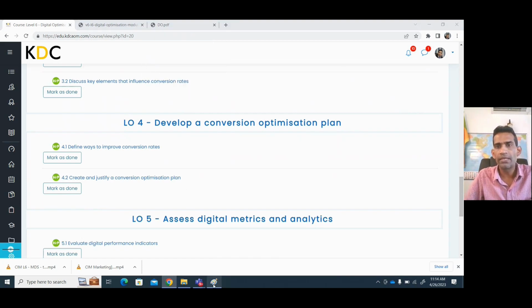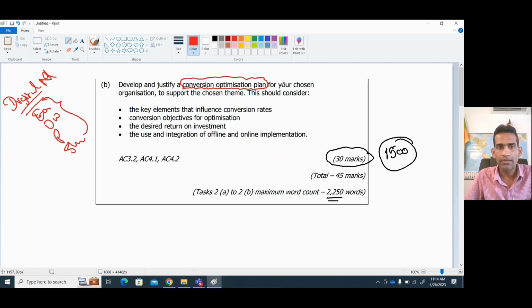So let me take you all once again to the question. Conversion optimization plan. Develop and justify a conversion optimization plan for your chosen organization. You have already selected a company by now and a team also by now. So you need to focus on that company and the team you're talking about. The plan is for your chosen organization, to support the chosen team. Remember this: if you forget the chosen team, your answer will not be validated properly, because to score total marks here, you need to connect these dots.